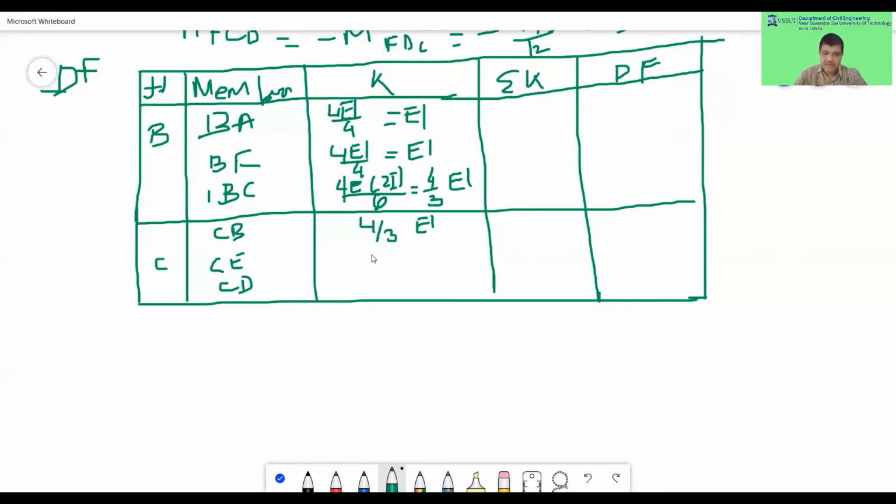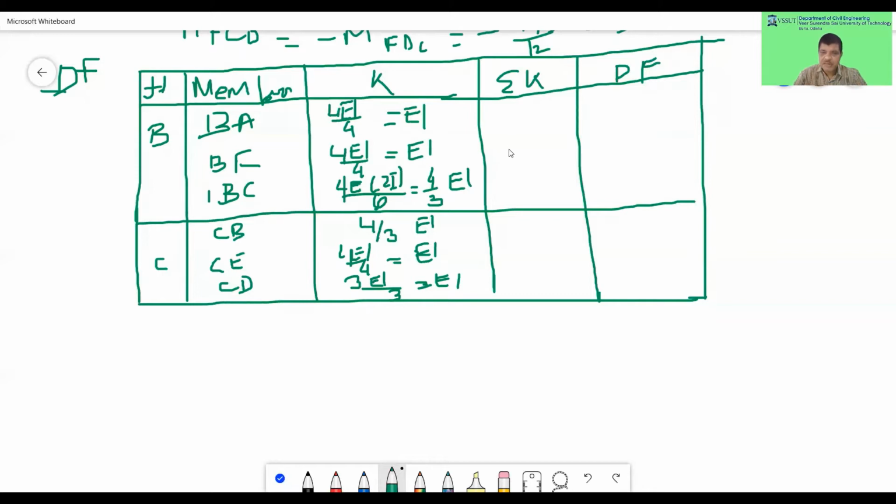Now for C, it is again 4EI by 4. It is a 4 meter vertical member, so it is EI, and CD is equal to 3I by L. Why is CD 3I by L? Because one end is simply supported. When one end is simply supported and the other end is fixed, it becomes 3I by L. So that is the modified stiffness. It is not 4I by L, it is 3I by L.